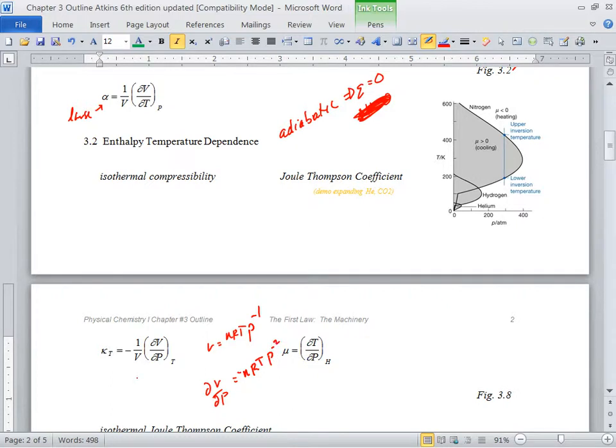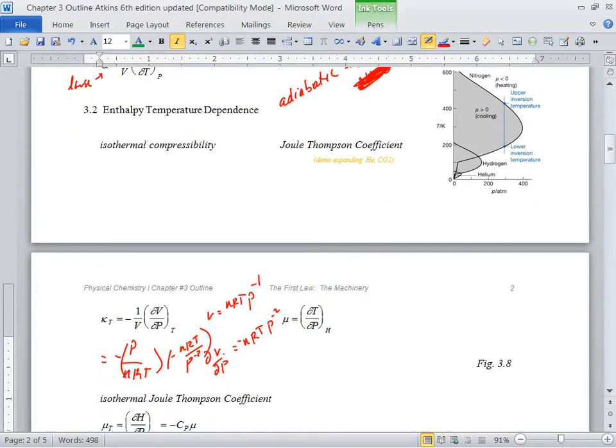So what this really is turning into here, but V is nRT over P. So I could put P over nRT here just for that V. And then I've got a negative nRT. This is kind of a mess. But what I'm trying to get at is, see how you end up with just 1 over P if you play around with it.